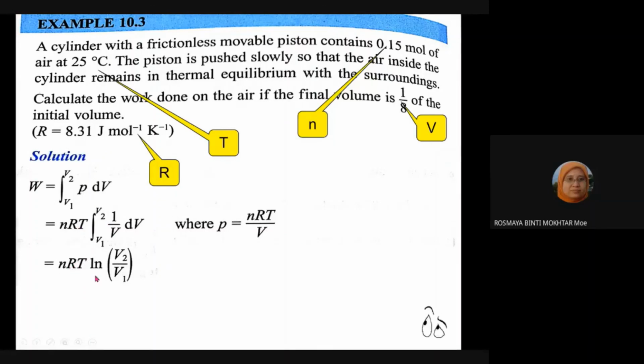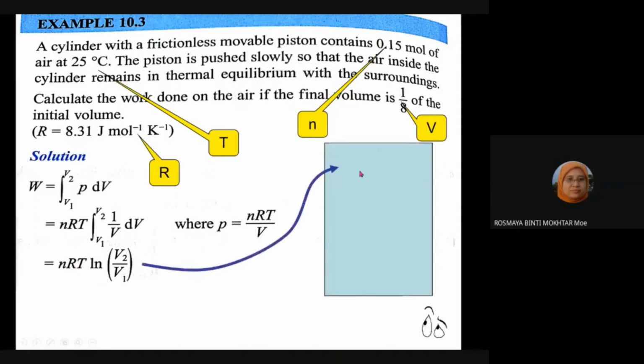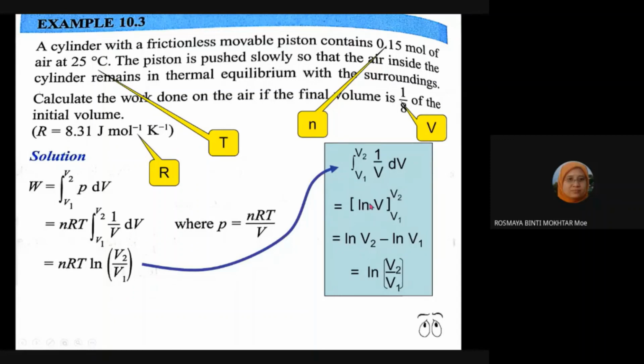Let me repeat the step from 1 per V becoming ln V2 per V1. Integration of 1 per V gives you ln V. Then we substitute V2 and V1, becoming ln V2 minus ln V1. Using the log rule, we get ln V2 per V1. So you can use this equation: nRT ln V2 per V1.